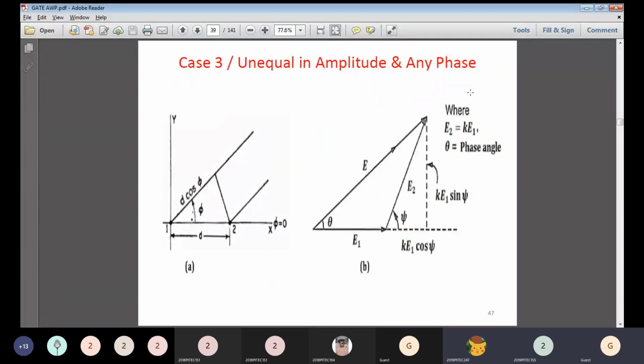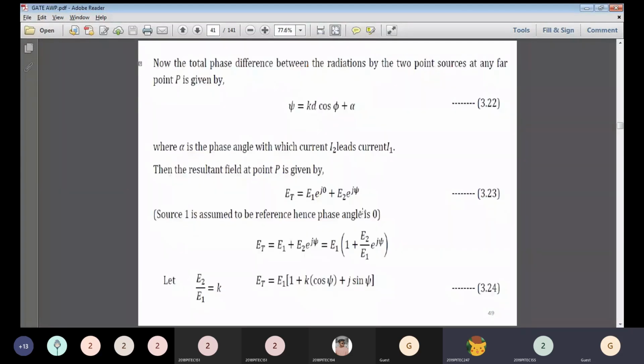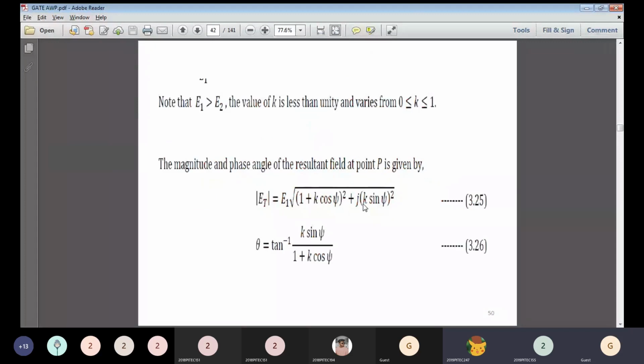So all together, the third one is unequal in amplitude and any phase. You are going to use the same formula here, and you have to concentrate on the magnitude and phase angle. Magnitude ET equals E1 square root of (1 plus k cos phi) square plus (k sin phi) square, and theta equals tan inverse of k sin phi by 1 plus k cos phi. This is the third case.